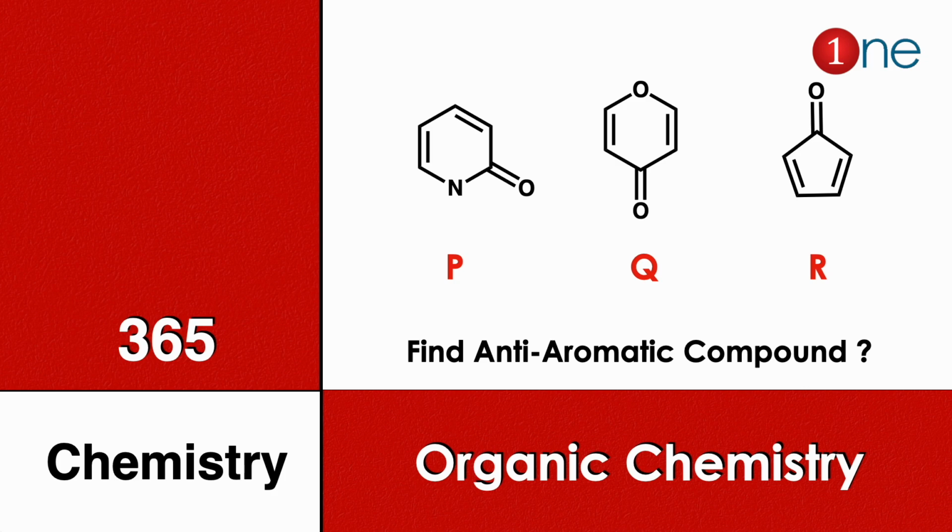Organic chemistry questions for you. Here you have three different carbonyl systems which are heterocyclic. The first one is with hydrogen, the second one is with oxygen, and the third is a 5-member ring with a cyclohexanone architecture with a conjugated diene. You have to find among the three which one is anti-aromatic.